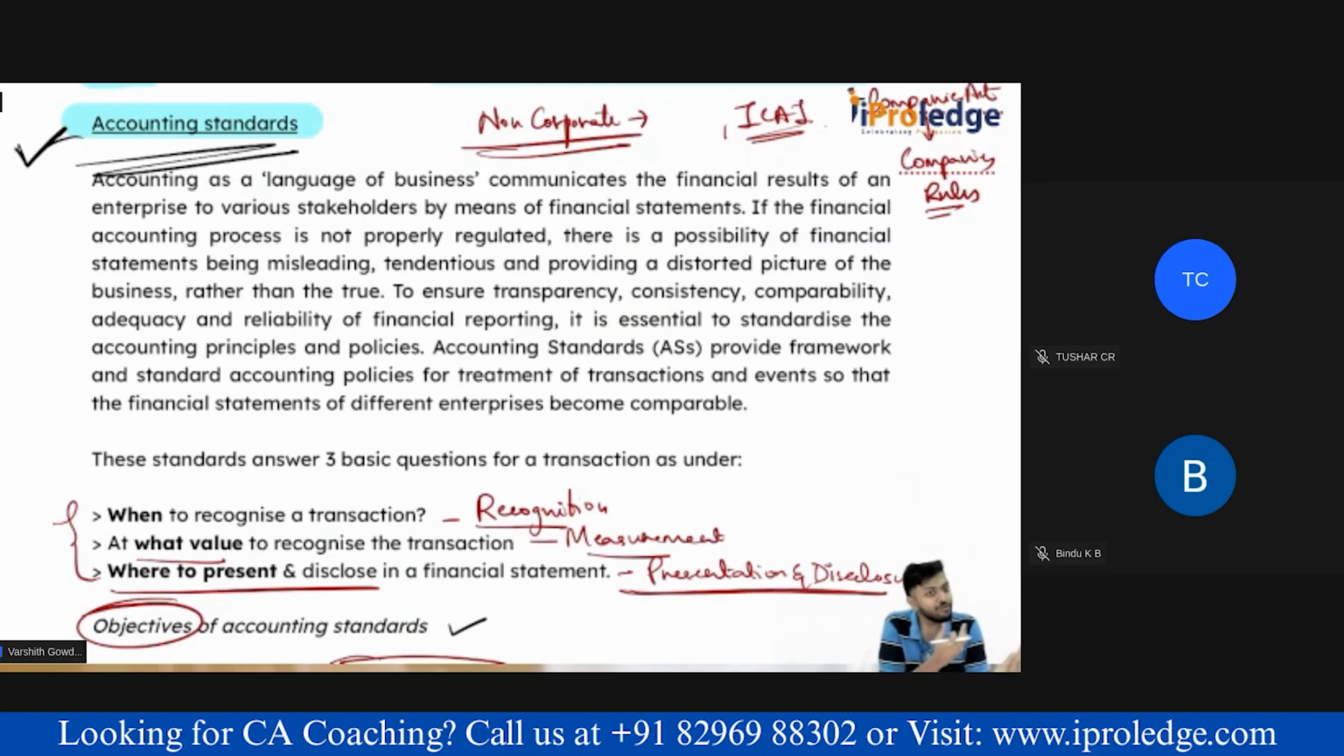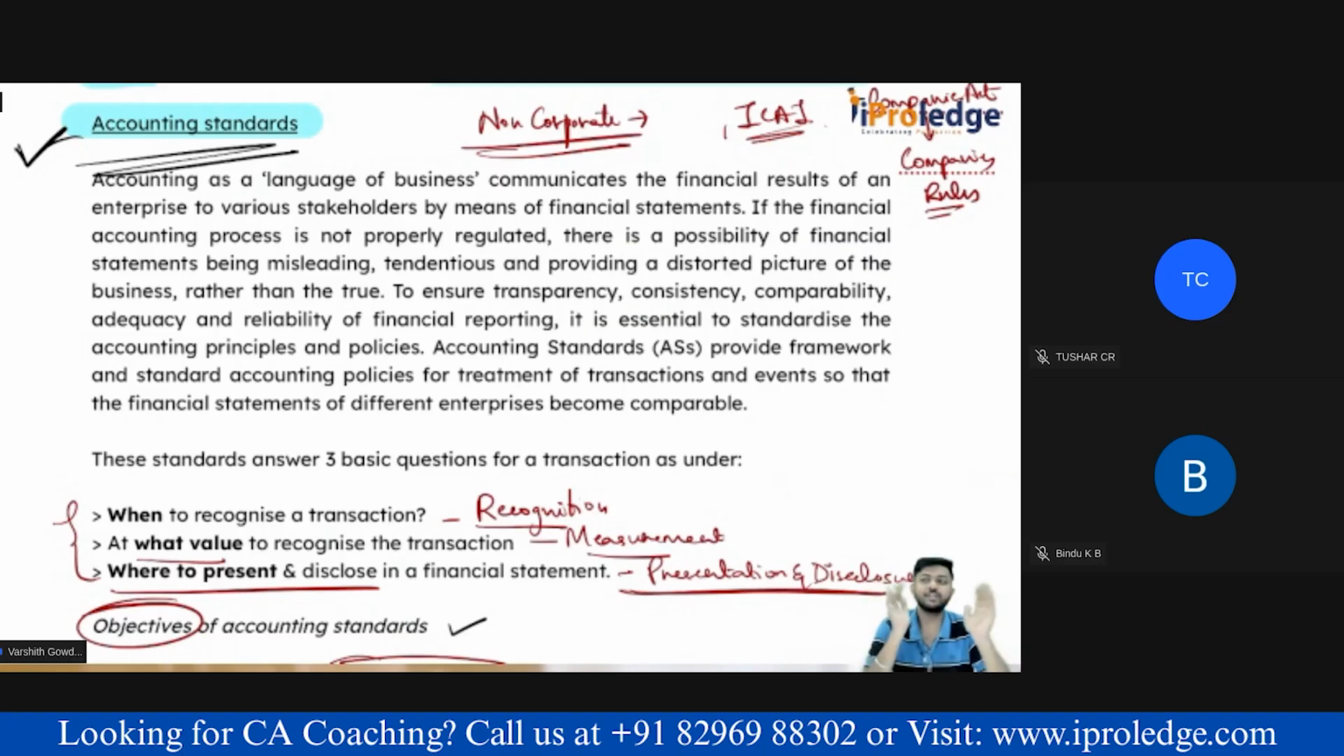Only when they follow the same rules will they be comparable, because all of them have followed the same rules for accounting. If one person has followed one rule and another has followed another rule, is it comparable? Not possible. So that's why they brought in accounting standards. Accounting standards are a set of accounting rules. Whoever is following accounting standards, all of them are following the same rules. Now is it comparable? Yes.